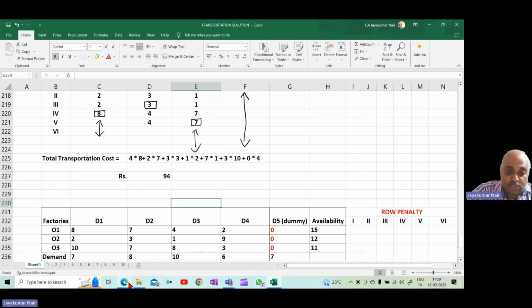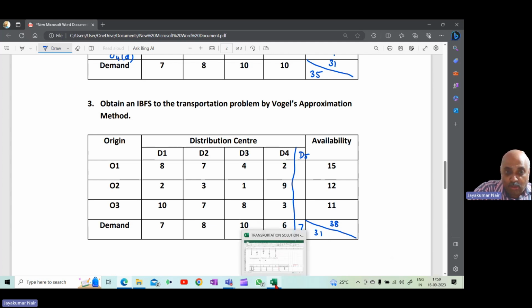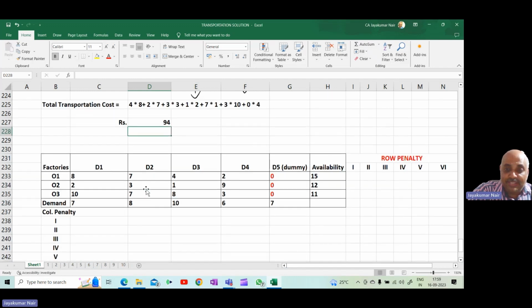Now for the next problem. So the next problem, what I have done, I have increased the availability and the demand remains the same. So when the availability is increased, that means the total demand is only 31, availability is 38. So you need to introduce a dummy column and you should have your 7. Only then it will add up, it will become 38 and 38. So if I introduce a dummy column, how will the answer be? So we will see that.